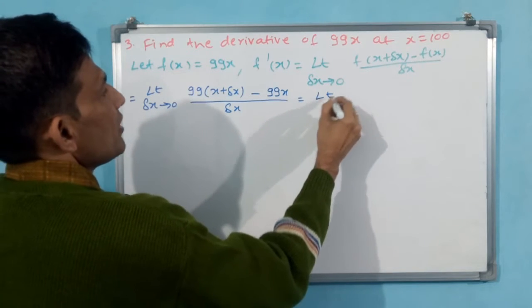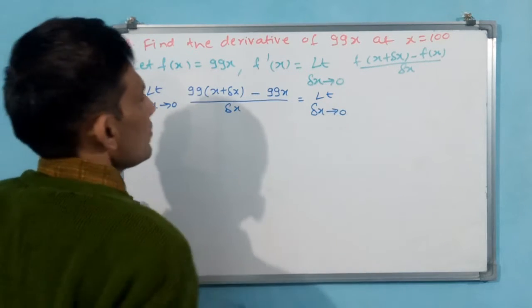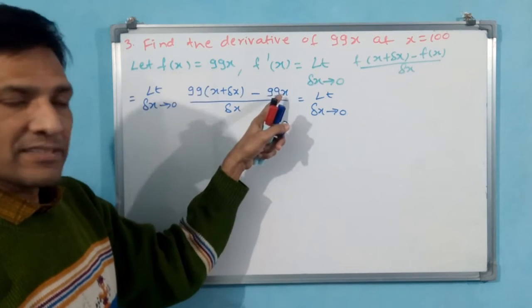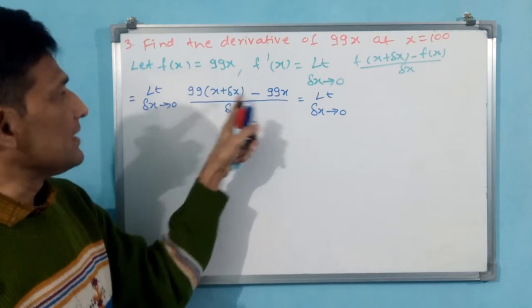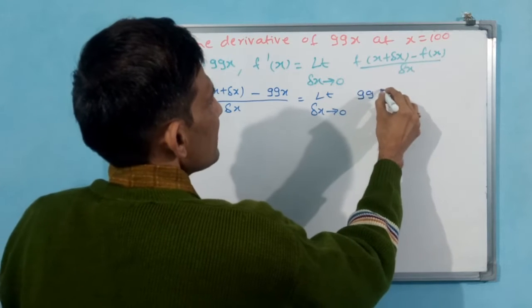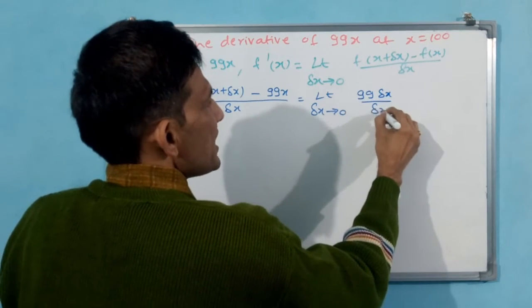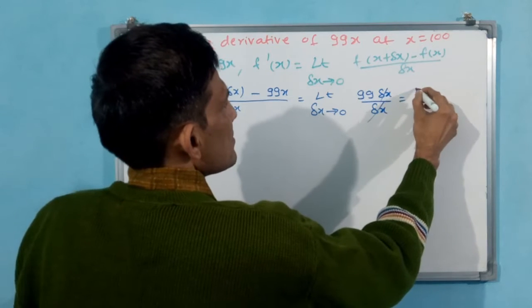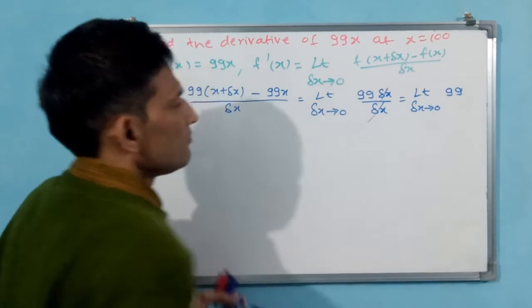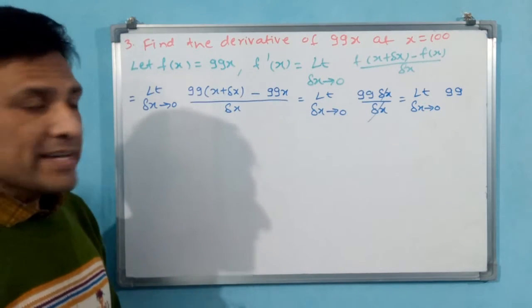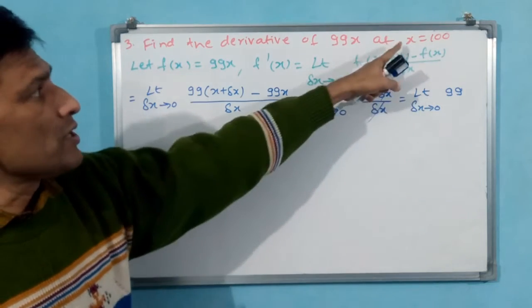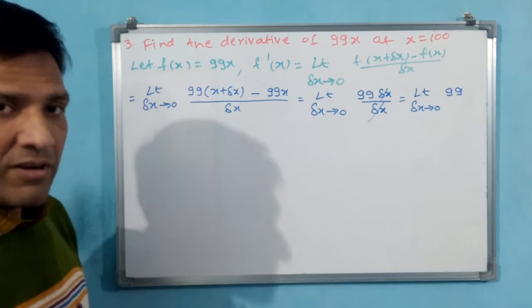That is equal to limit delta x tends to 0, 99x plus 99 delta x. The 99x terms are going to get cancelled. I need not write that again. 99 delta x will be there, divided by delta x. Limit delta x tends to 0, 99 will come. Now again it has become like a constant function. Why? Because the derivative is over. Now if you want to substitute x, it is going to become like a constant function.